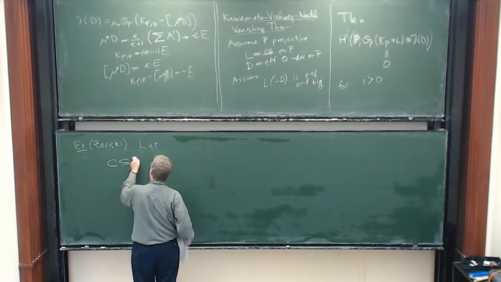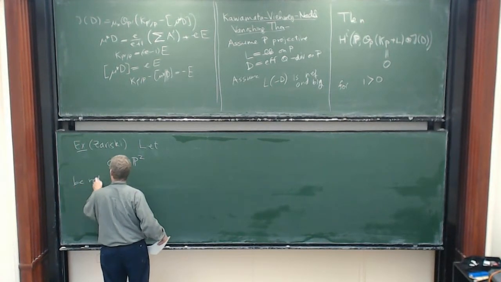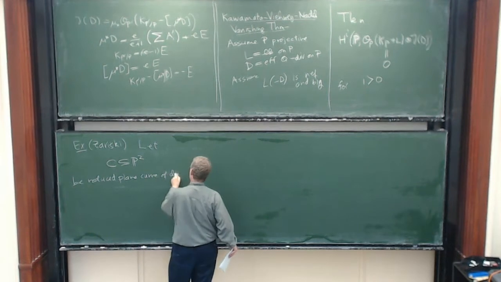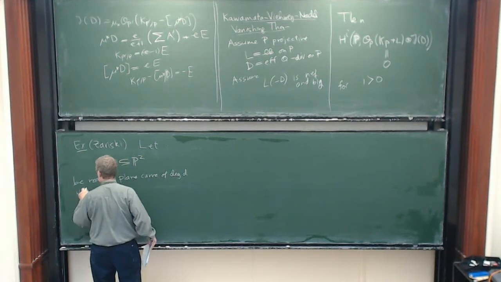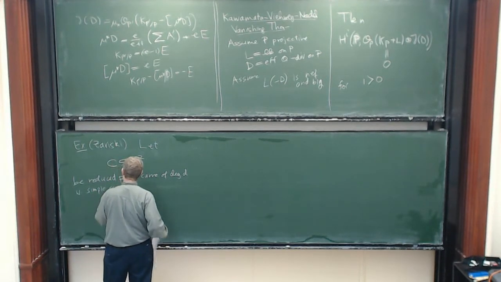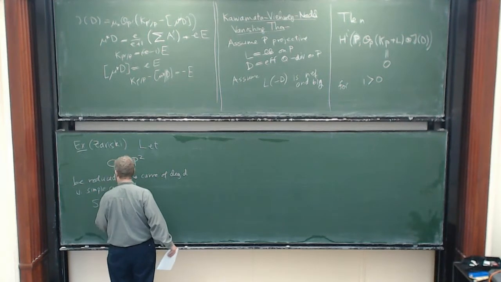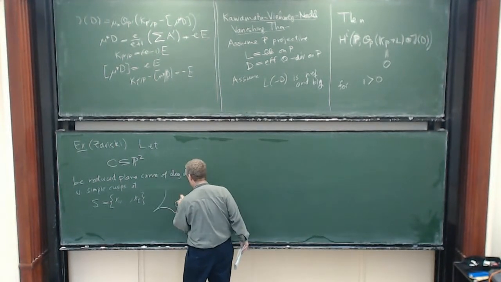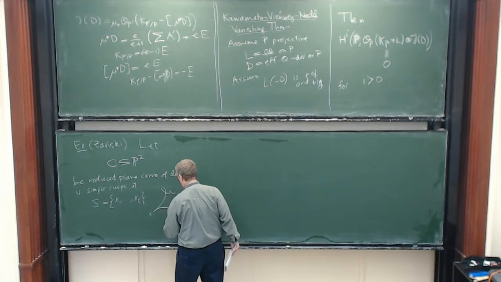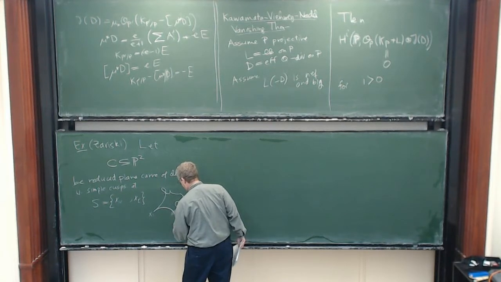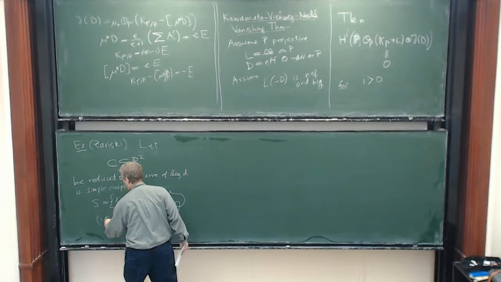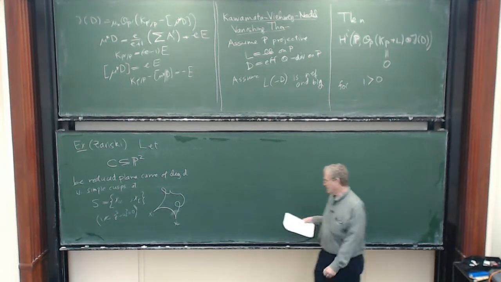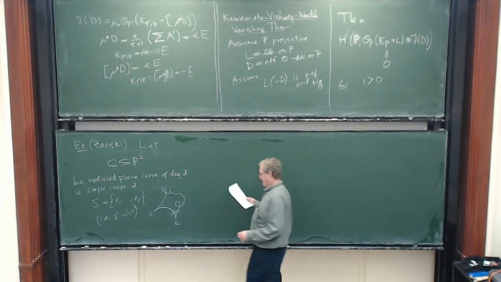Let C in P2 be a reduced plane curve of degree d with some simple cusps at a certain set S of points, say x1 through x tau. So we get a finite set of cusps. The curve might have some other singularities as well, but we don't care. By a simple cusp, I mean locally z squared minus w cubed equals 0. So it has a certain number of simple cusps and maybe some other singularities.